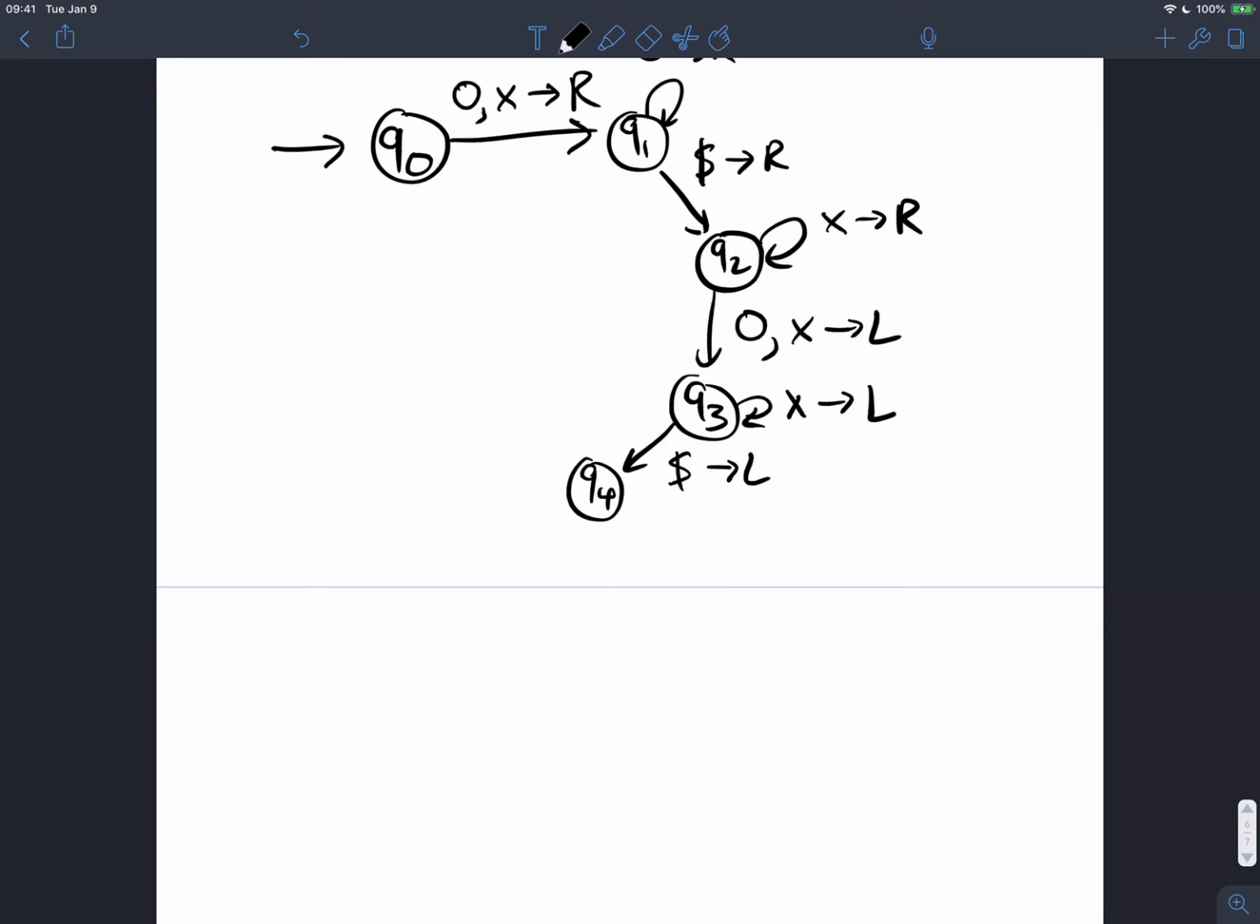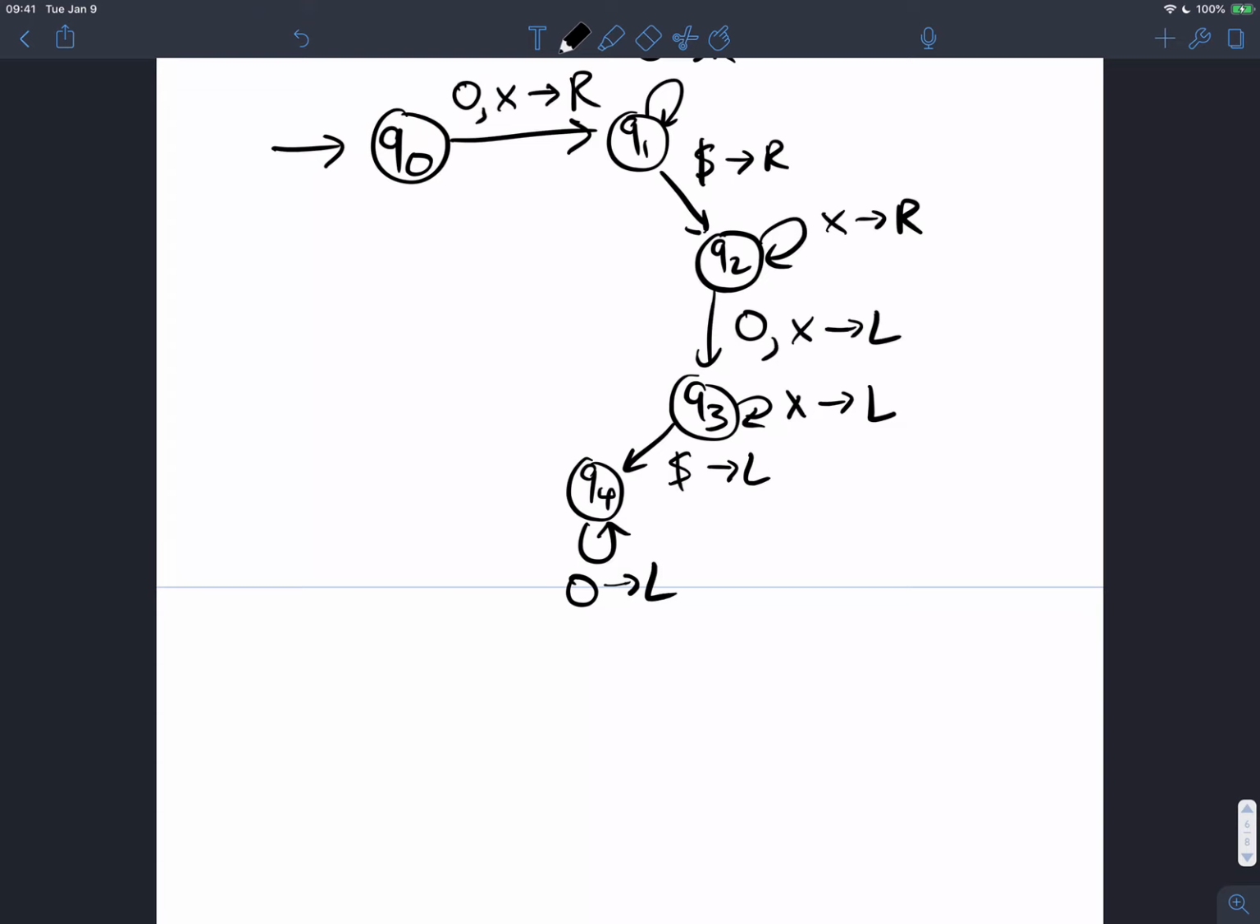Well, I can't go back to the Q0 state because I still have stuff to cross in order to get to the first unmarked 0 on the first half. What am I going to see along the way before I find the first one? Zeros, not X's, because the X's are on the prefix part. Okay, so here I need to do 0 goes to left. I'm going to be zooming past zeros.